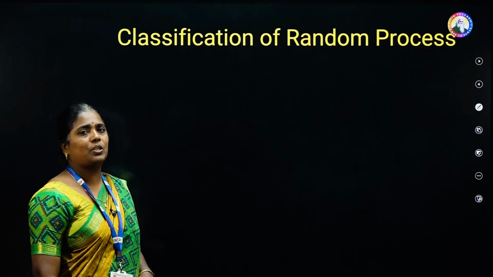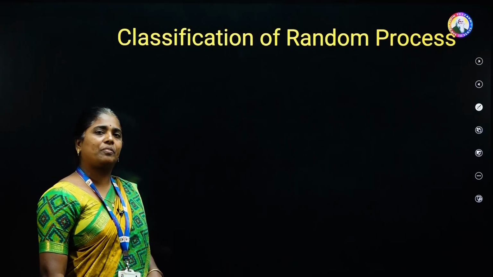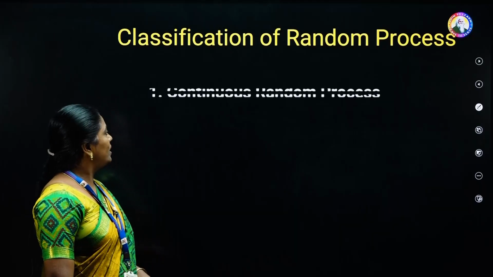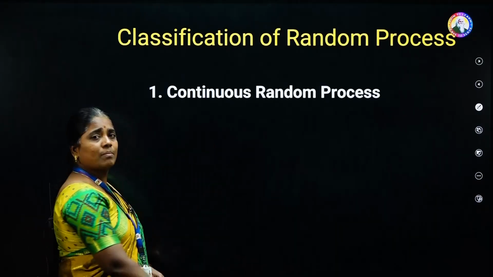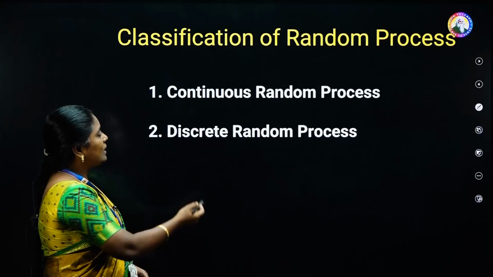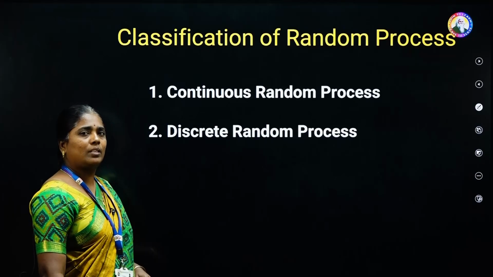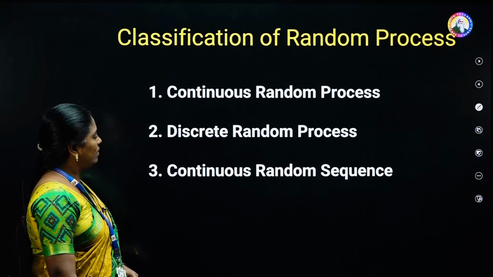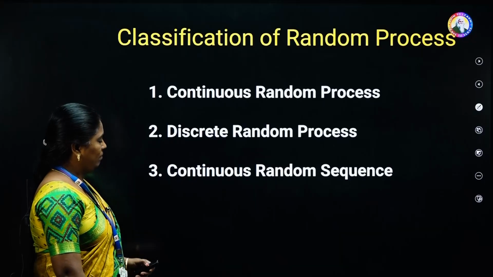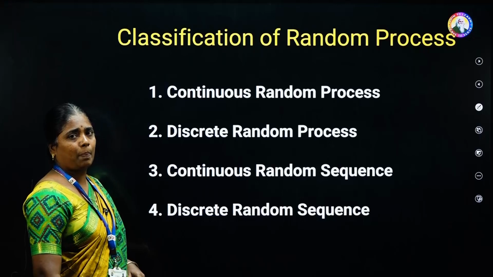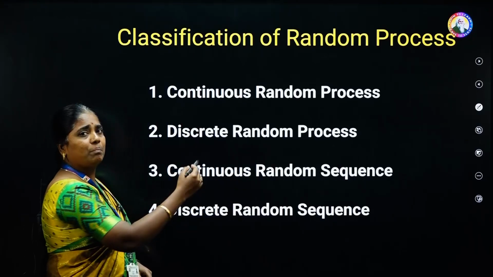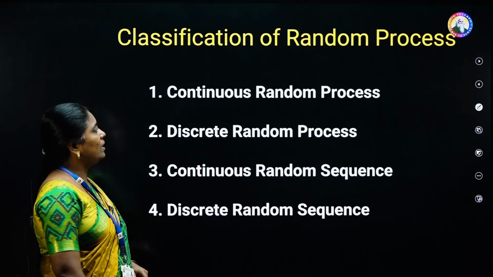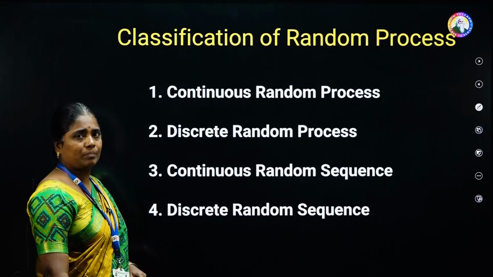Next, we will see the classification of random process. Based on the nature of random variable x as well as the time t, there are four classifications. The first one is continuous random process. Second one is discrete random process. And third one is continuous random sequence. And the fourth one is discrete random sequence. All these classifications are done based on the random variable nature as well as the time t. First we will see about continuous random process.